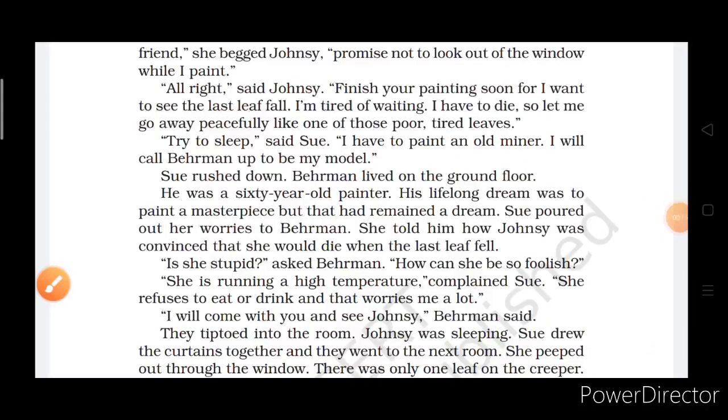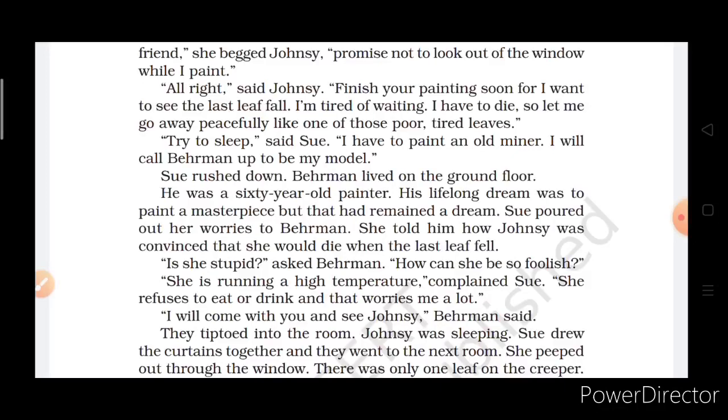"Try to sleep," said Sue. "I have to paint an old miner. I will call Beckerman up to be my model." Sue rushed down. Beckerman lived on the ground floor. He was a 60-year-old painter. His lifelong dream was to paint a masterpiece, but that had remained a dream. Sue poured out her worries to Beckerman. She told him how Johnsy was convinced that she would die when the last leaf fell.